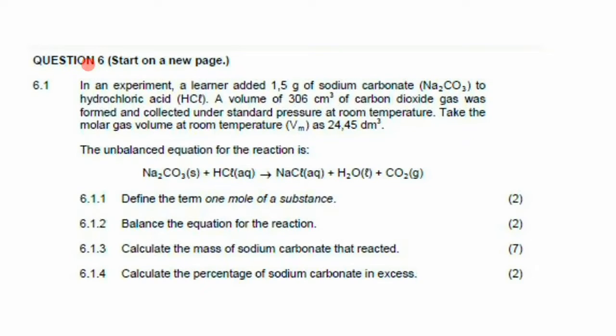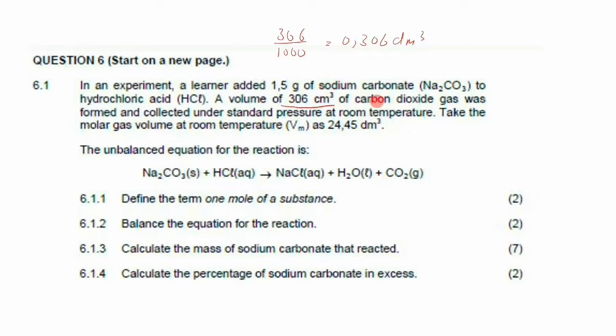So we have this question 6. It says, in an experiment, a learner added 1.5 gram of sodium carbonate. Then we are given the chemical formula. So hydrochloric acid, a volume of 306 centimeter cube. So we can see that we are given the volume here, but this volume is not in the desired SI unit. So what must we do? We must say 306, divide that by 1000, and then we're going to have 0.306 dm cube. So this is now in the desired SI unit.